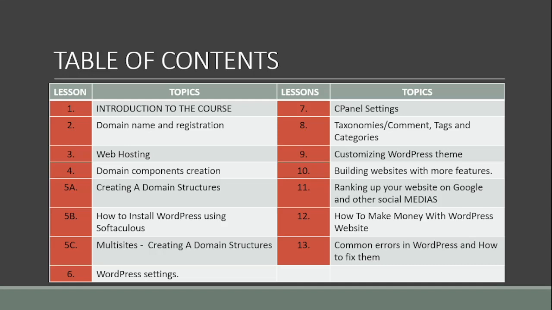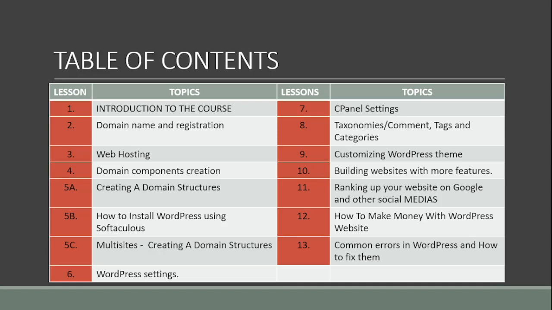Then domain component creation, creating domain structures. Then part B of number 5 is how to install your WordPress using Softaculous. There is a software called Softaculous, and it is how you install your website through it. Then multi-sites. This is creating a domain structure for your website and WordPress settings. There are some necessary settings you need to know.